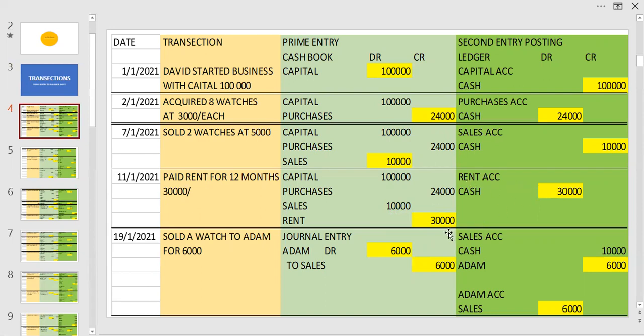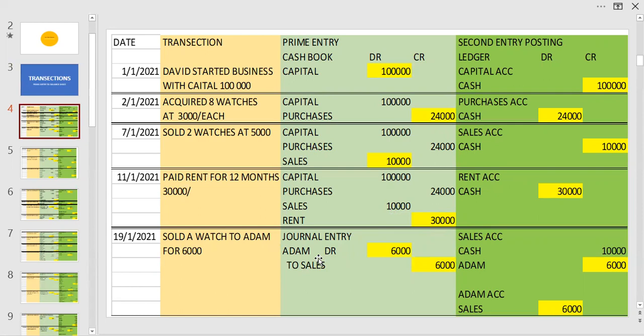The next transaction is a watch sold to Adam for 6,000. Since the name of a customer is mentioned, this cannot be a cash transaction. Therefore, cash book cannot be chosen for this entry. Therefore, we have chosen journal entry book.